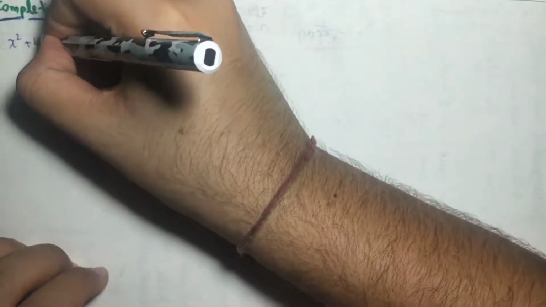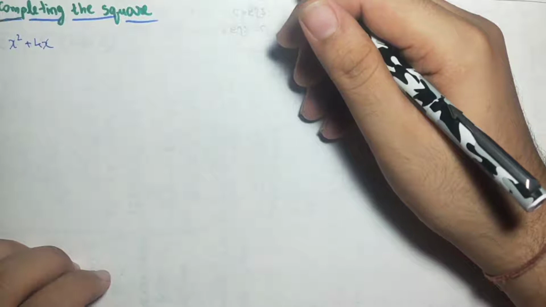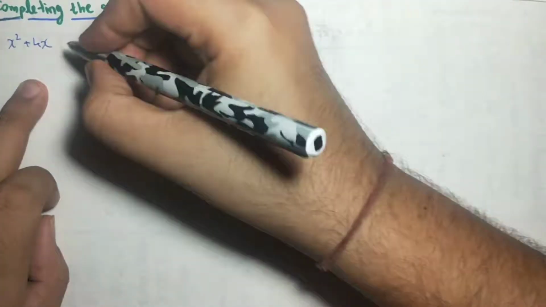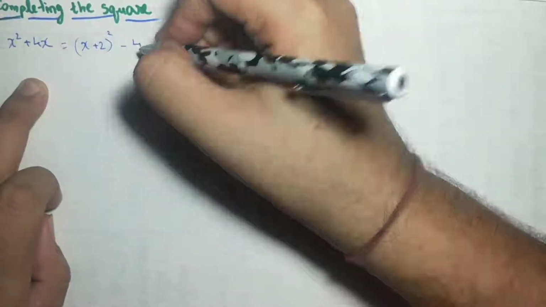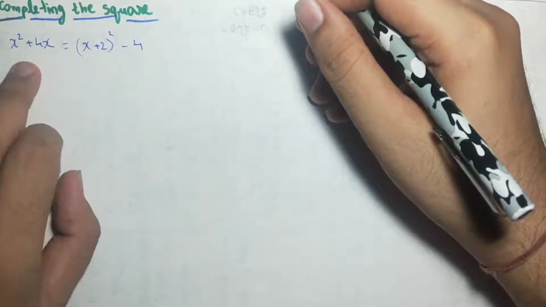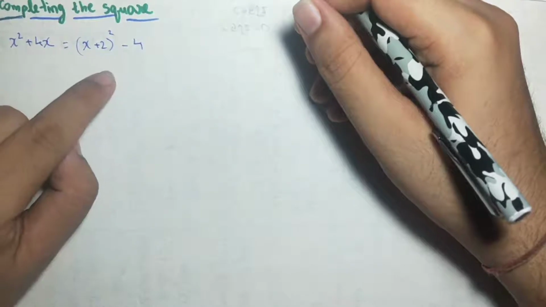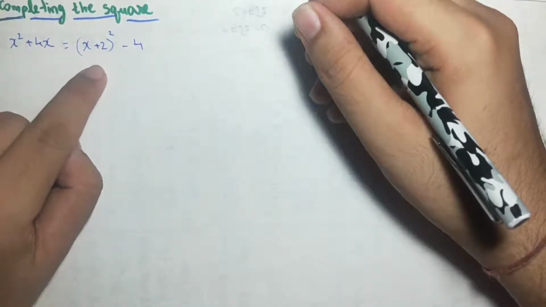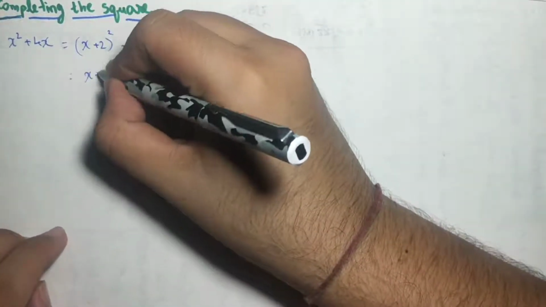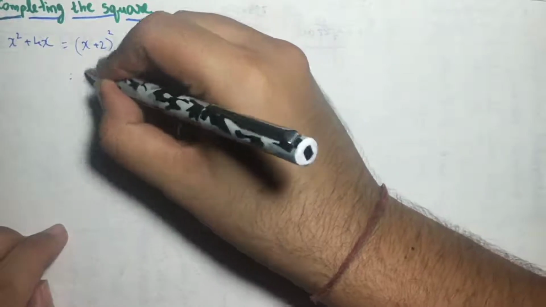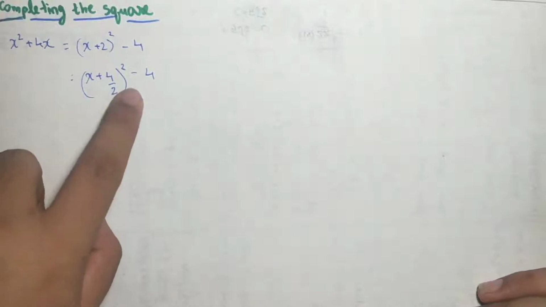x square plus 4x is given. This x square plus 4x can be written as (x plus 2) whole square minus 4. Now, how could this be possible? Or if I would say, I can write this as (x plus 4 by 2) whole square minus 4.